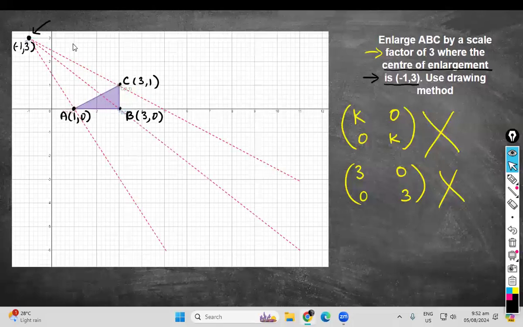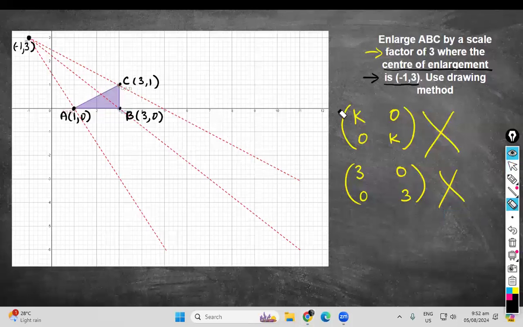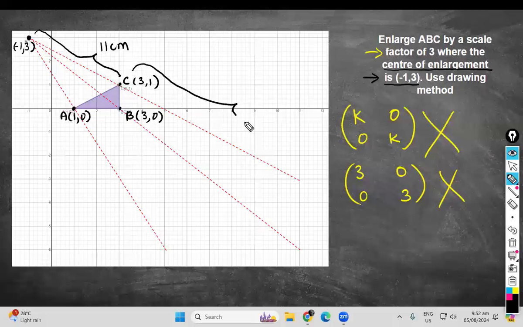I kind of fast-tracked it here a little bit. What we would do, I'm going to start with point C first. We would draw a line from (-1, 3) and measure it on our rulers. Let's say the length from here to point C was 11 centimeters. Who could tell me what's the length from C to the end of the line? What would be the length from there?